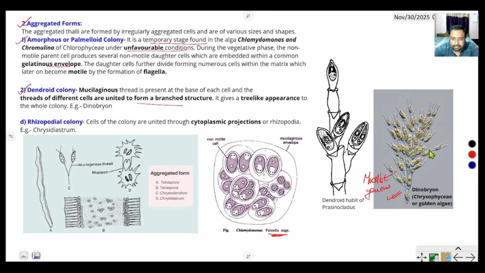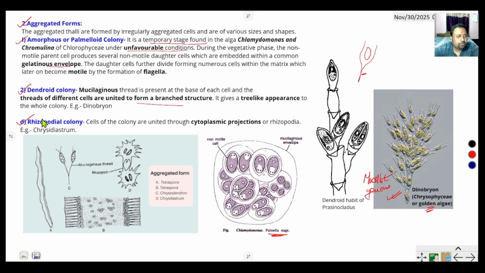This is the threads. The cells look like this, and the mucilaginous sheath looks like this, these are the threads. Clear? This is the cells and this is the mucilaginous covering and the mucilaginous thread. These mucilaginous threads are arranged one by one and produce a branch-like or tree-like appearance, found in Dinobryon, a golden alga.